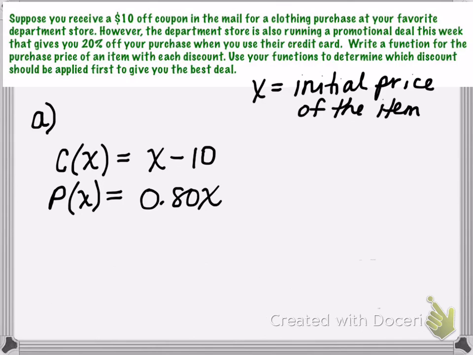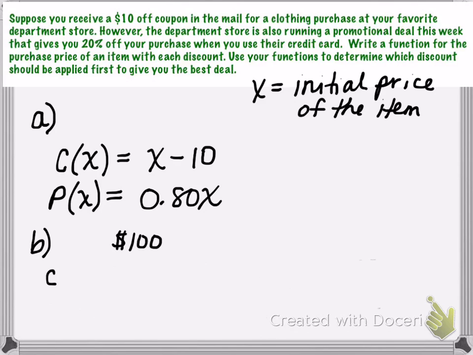So for part B, the question is, which should we apply first? Should we use the $10 off coupon first, or the 20% off, the percentage, first? Which one is going to give us the best deal? You might initially have a gut instinct about which one you should apply first, and maybe you'd want to play with a number and see if your instinct was right. For example, let's say we have a $100 item. This is not my answer to part B, just us thinking about what's going to happen.